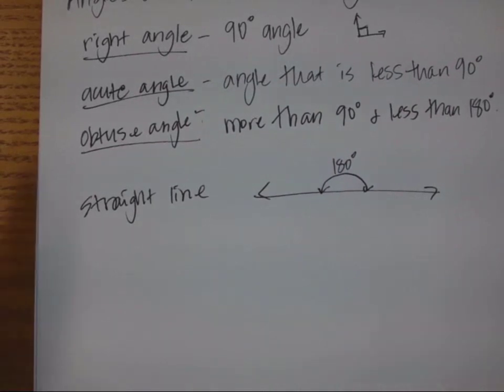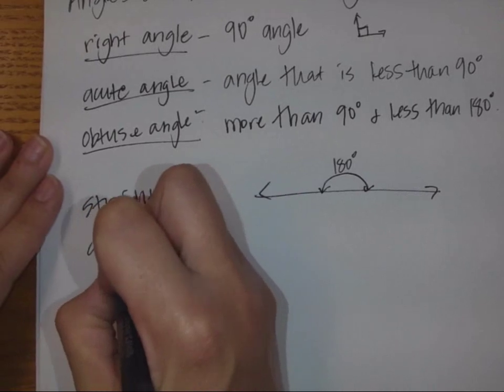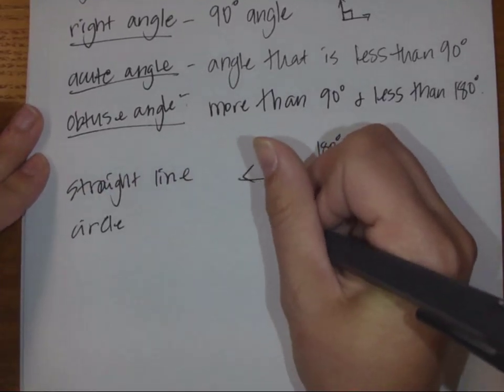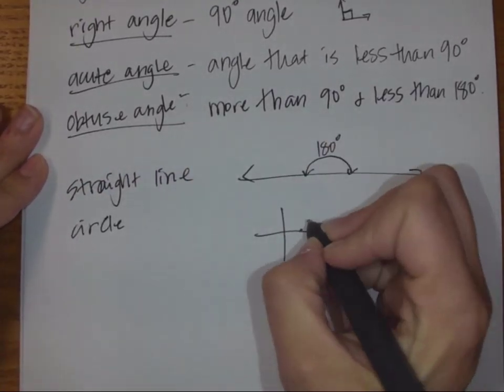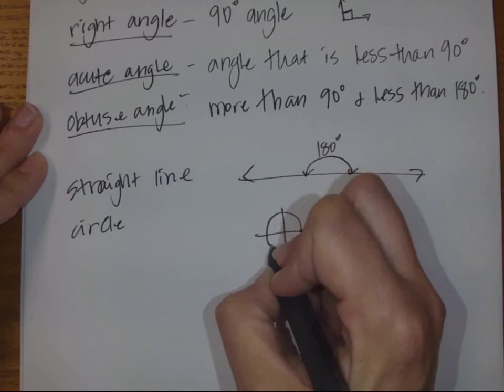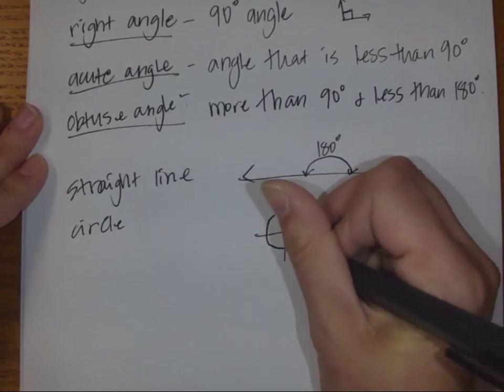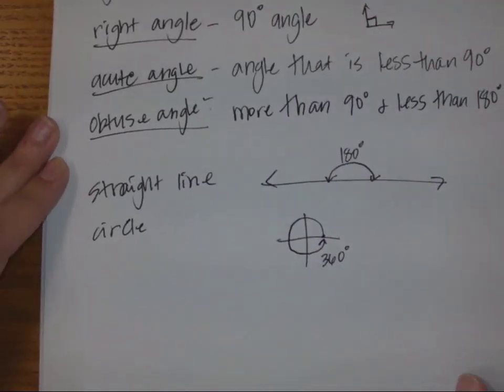The angle measure of a circle: if I had a circle and I started right here and went all the way around and came back to here, that is 360 degrees.